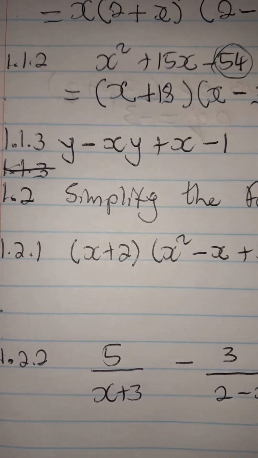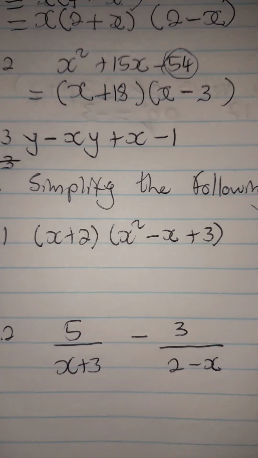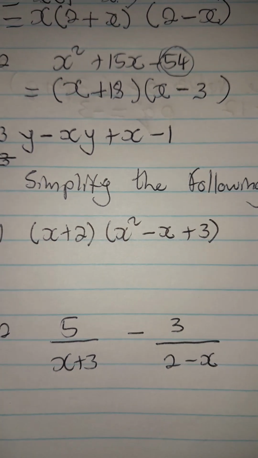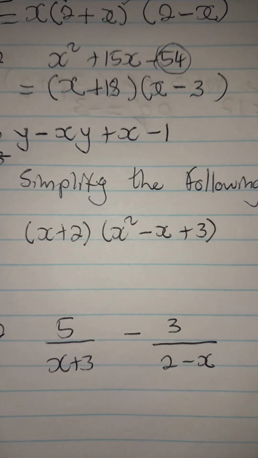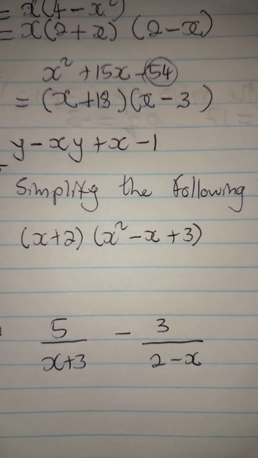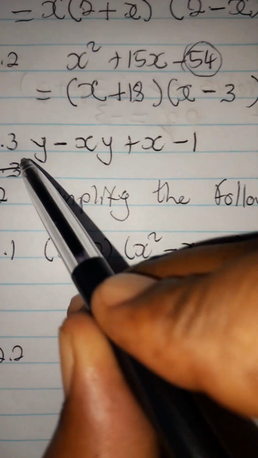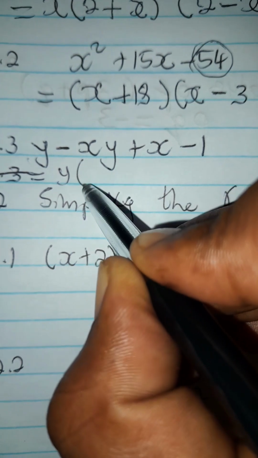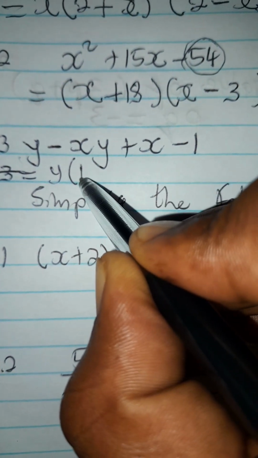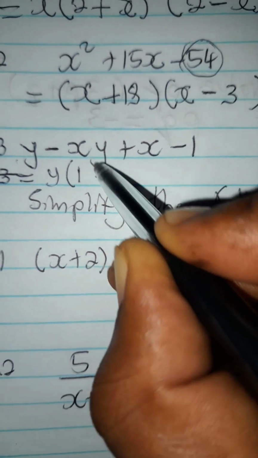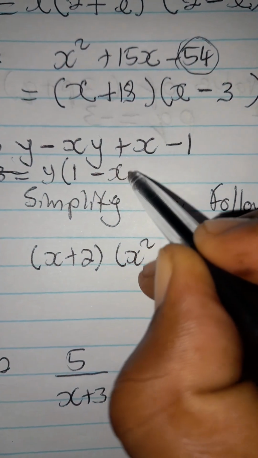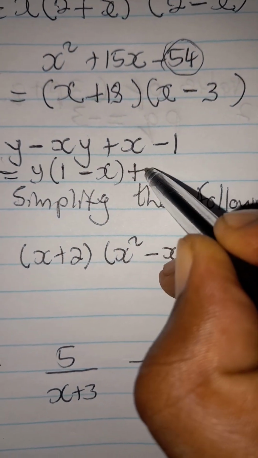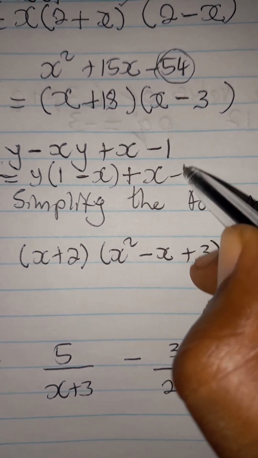So let's go to 1.1.3. What type of factorization is here? We can see that there's a highest common factor, but let's not just jump to conclusions. Let's take out the highest common factor in this case. What is the highest common factor? It's y. Then we'll be left with 1. Then to get to xy, we need x here, plus x minus 1. We need to fix this.